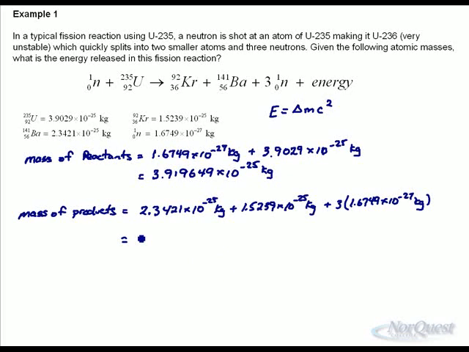2.3421 to the exponent negative 25 plus 1.5239 to the exponent negative 25 plus 3 times 1.6749 to the exponent negative 27, enter. 2.49147 times 10 to the negative 24 kilograms.